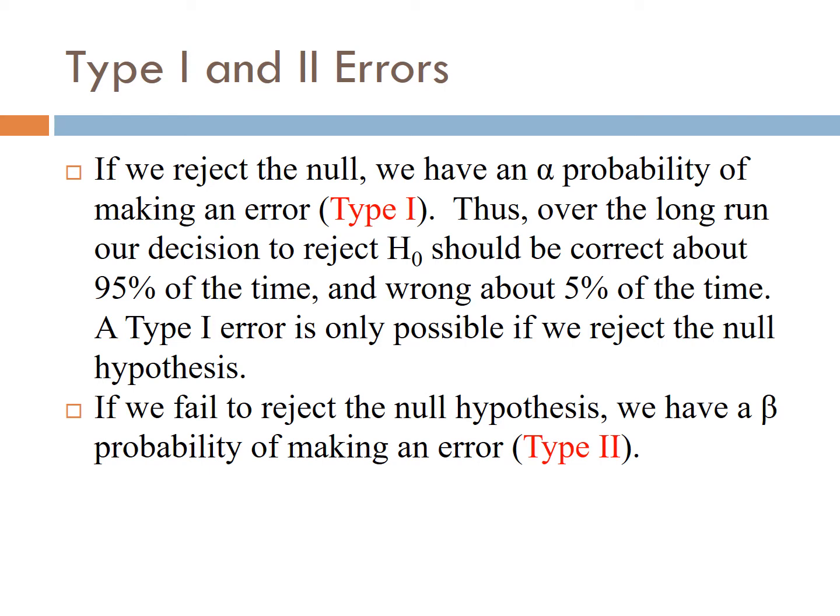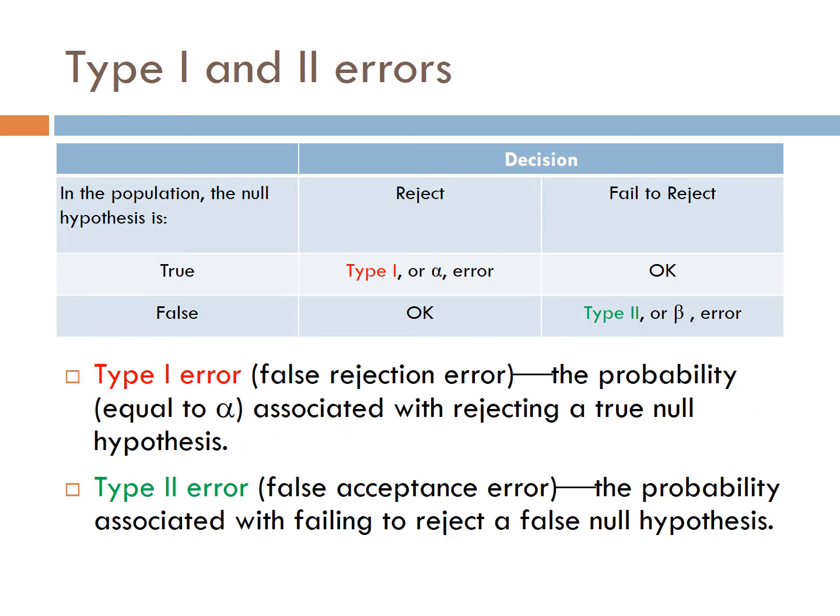And the type 2 error is if we fail to reject the null hypothesis, we have a beta probability of making an error. So if we look at this, if in the population the null hypothesis is true, and we reject, and it's an error, it's a type 1. If in the population the null hypothesis is false and we reject, that's okay. But if we fail to reject and we find support for our working hypothesis, then we made a type 2 error. So type 1 error is the probability associated with rejecting a true null hypothesis, and type 2 error is the probability associated with failing to reject a false null hypothesis.